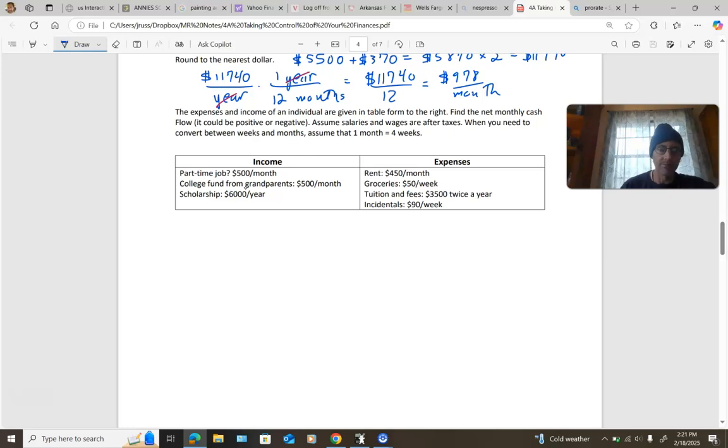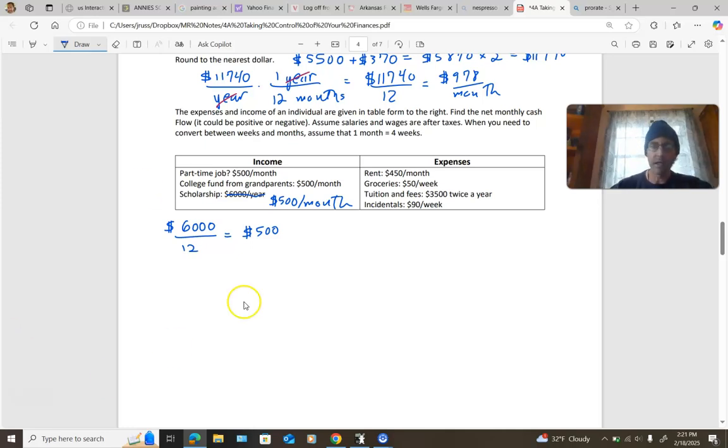It's $6,000 per year, so you simply divide that by 12. And that, I believe, is going to be $500. So you can cross this out and put $500 per month.